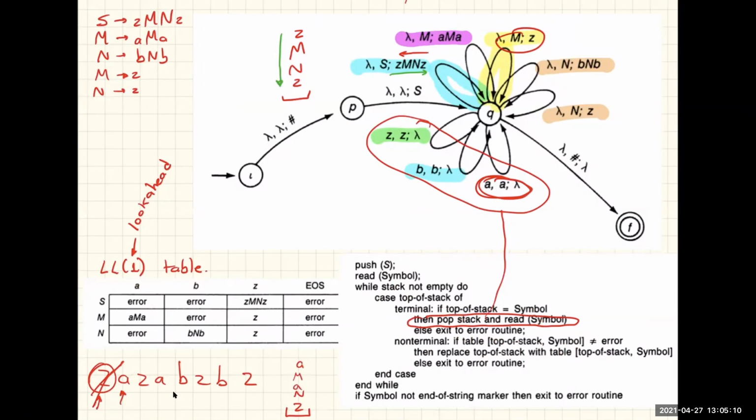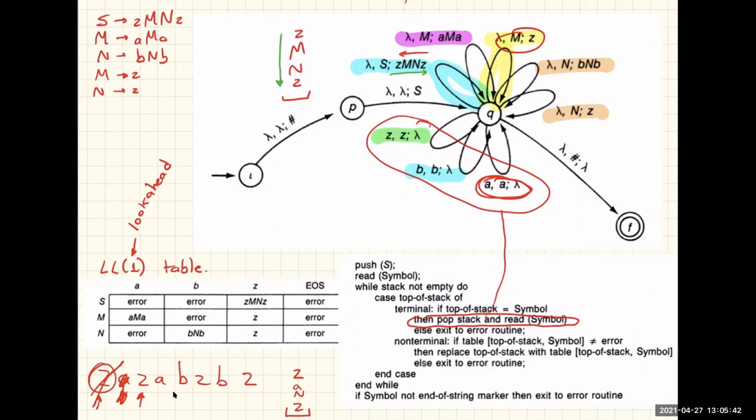Then we have to pop this and move, and pop this, and we have this. And now we have again a non-terminal. We have to look at the top of the stack and the symbol, but now the symbol is Z. So now we have to change M for Z by looking at this part of the table. So it means that we can just change this M for Z.